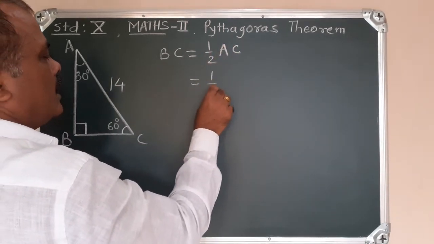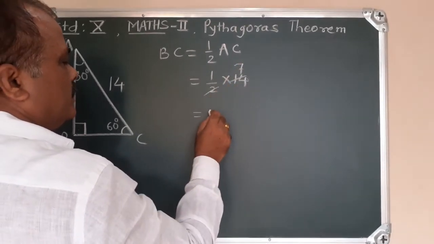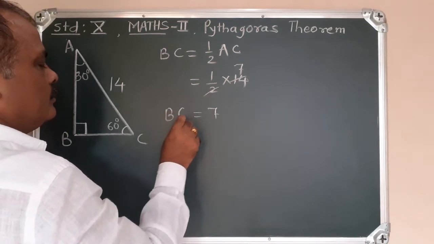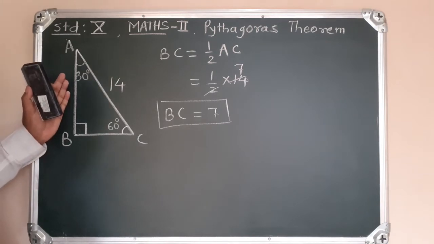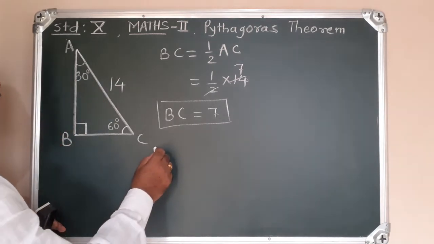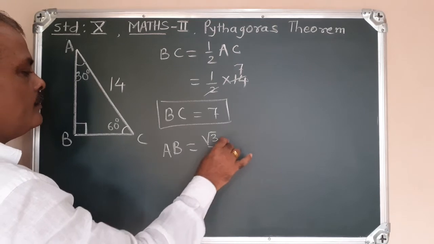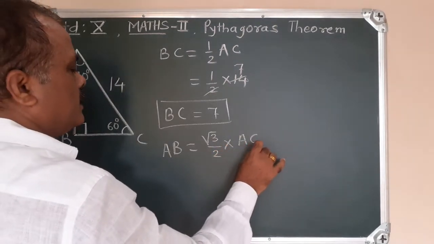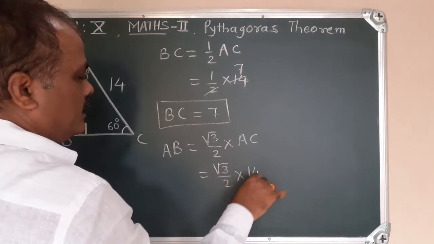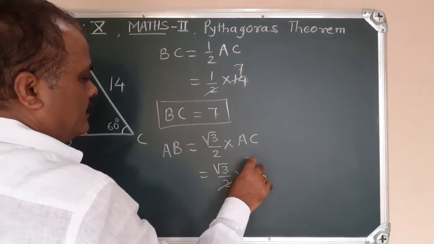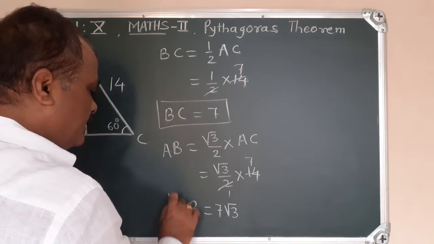So BC is equal to half into 40. 2 7s is 14. So BC is equal to 7 units. Now, how will you calculate AB? AB is a side opposite to 60 degree angle. Therefore, side opposite to 60 degree angle, that means AB is root 3 upon 2 times hypotenuse. Here hypotenuse is AC. So root 3 upon 2 into AC, that is given 40. So 2 20s are 40. So this will be 20 root 3. So AB is equal to 20 root 3.